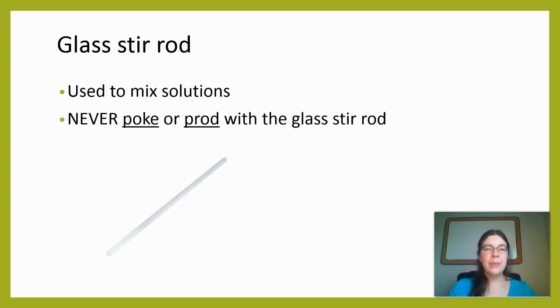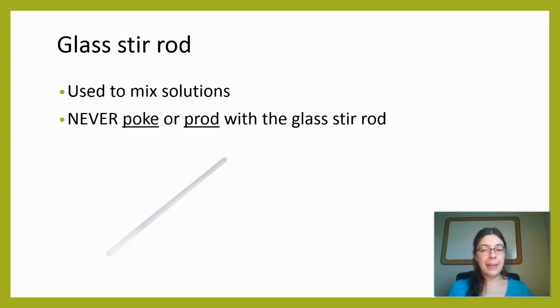So the next thing we can use to move compounds around is a glass stir rod. And again, the name is really descriptive. It's a rod made out of glass, and you use it to stir things. Now, one thing I want to emphasize is that you never, ever, ever use the glass stirrer to either poke or prod at something. You only use it to gently stir.